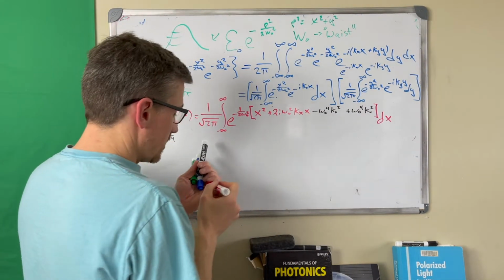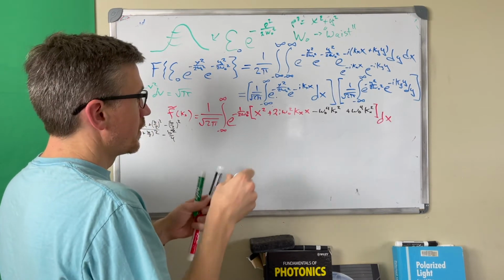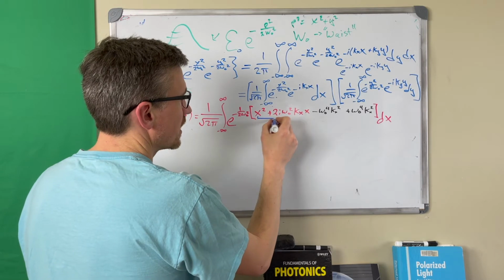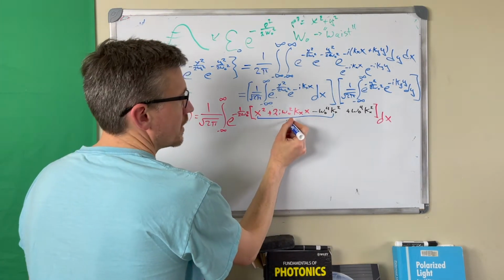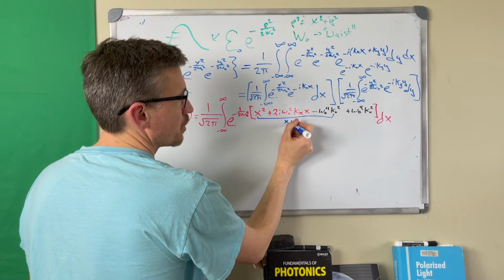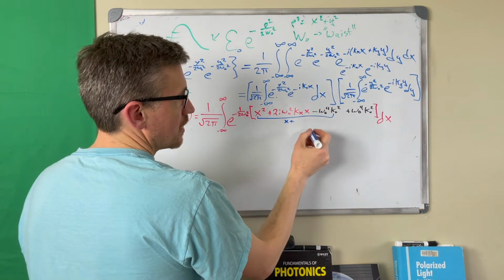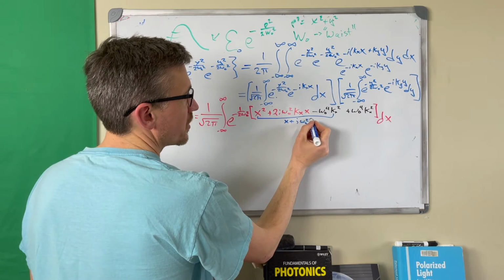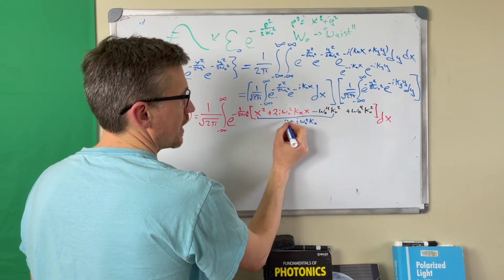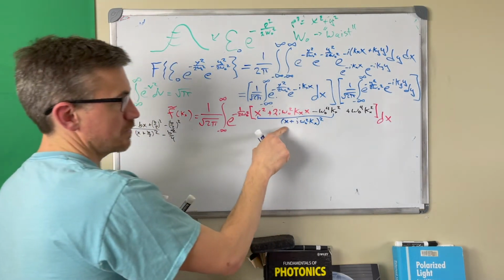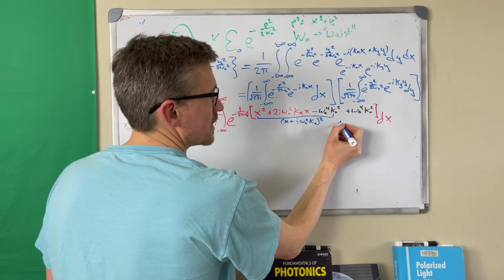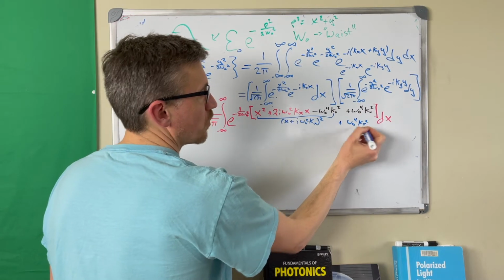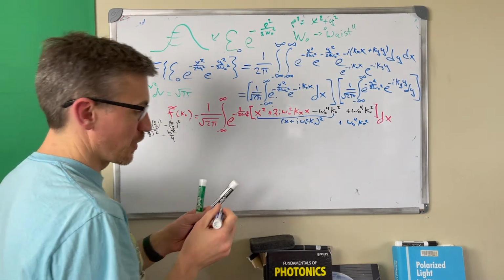And let's see what we have here. We have now the sum of two things, right? This thing here is actually now equal to x plus i w0 squared kx, all squared, plus w0 to the 4th kx squared.